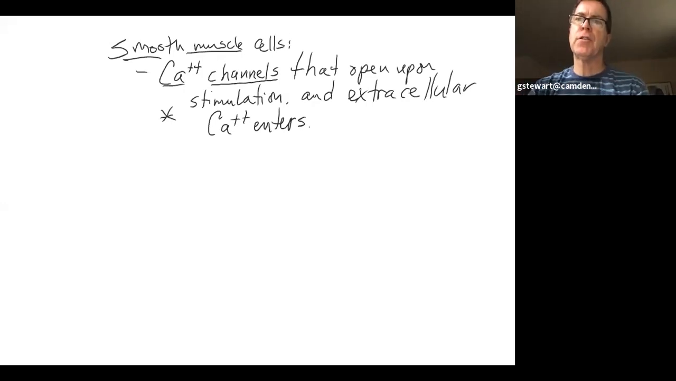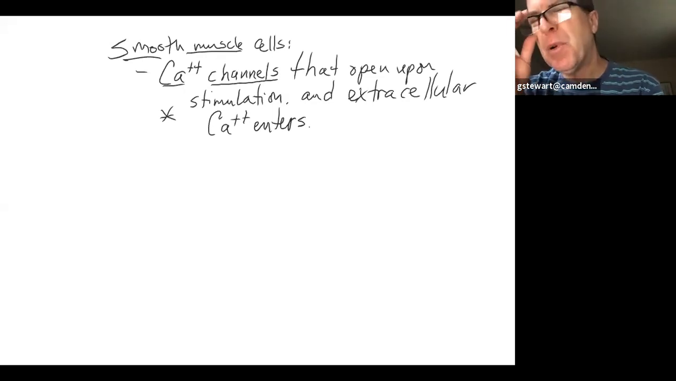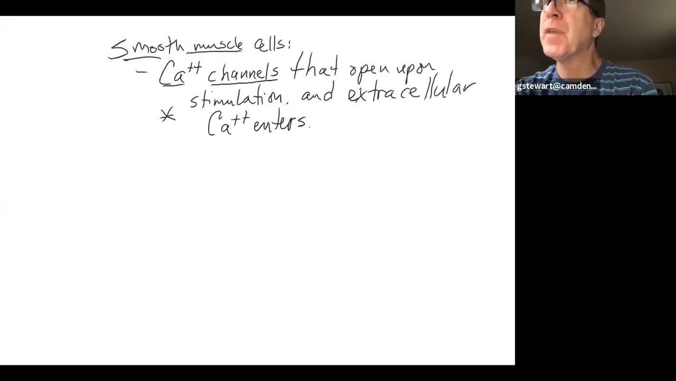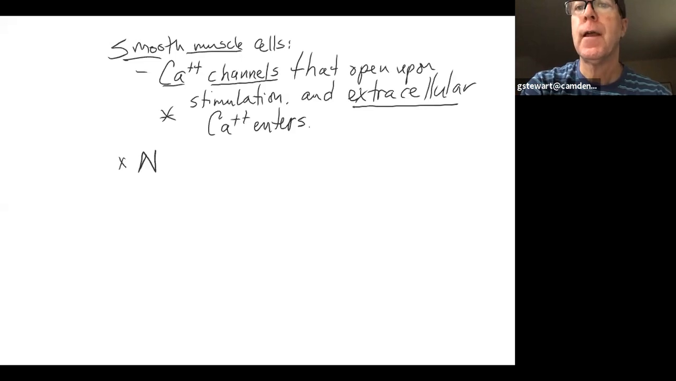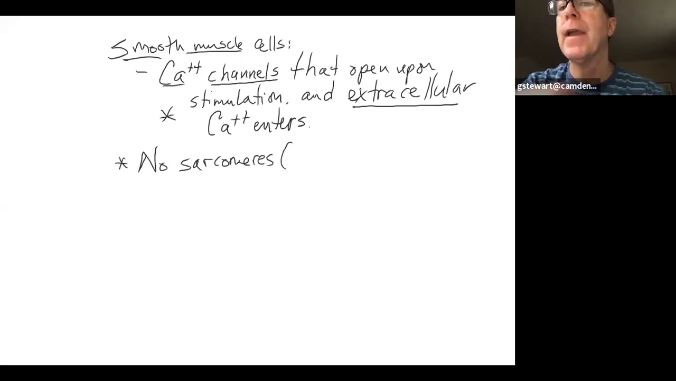So these muscle cells use extracellular calcium to perform a contraction, whereas skeletal muscle cells use stored intracellular calcium to perform their contractions. Now, I need to put a highlight on this. Smooth muscle cells do have the ability to store some calcium, but it's a very small amount. Most of what they use for contraction is from an extracellular source. Smooth muscle cells have no sarcomeres. Those are those functional contractile units.